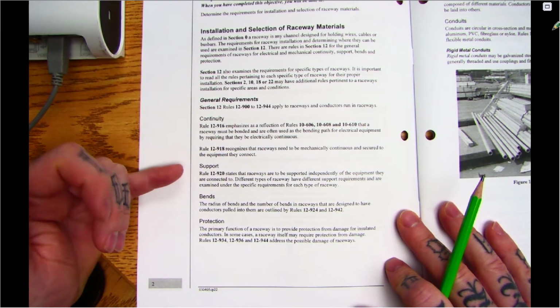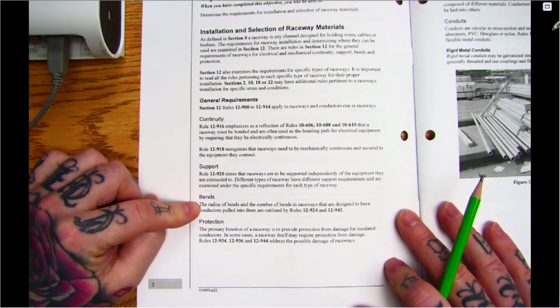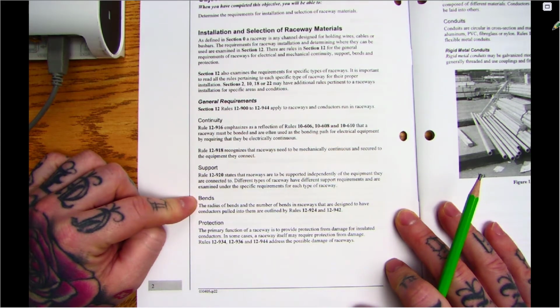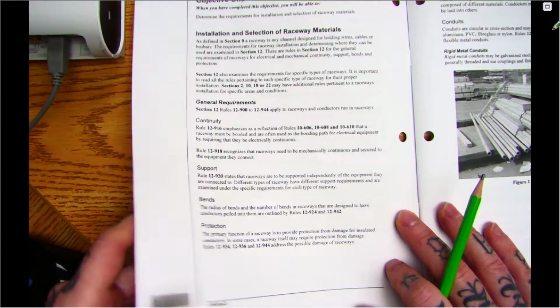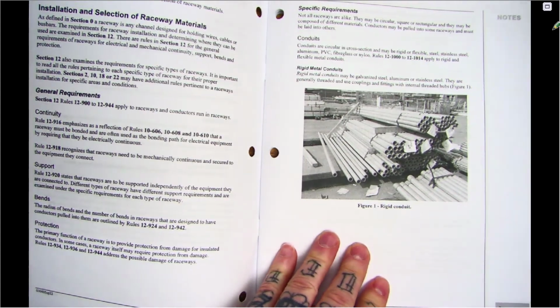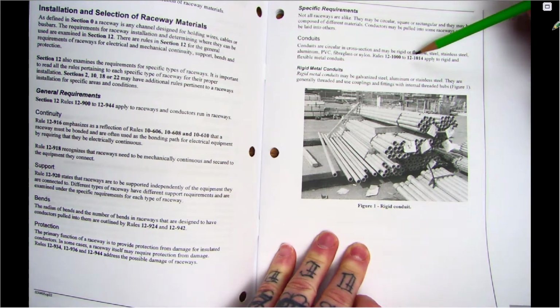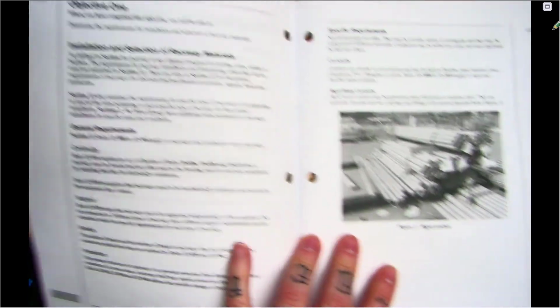Okay, it's going to talk generally about continuity, support, bends. We can only have certain amounts of bends as far as pulling through our conduit or raceway. Protection, specific requirements. And then it's just going to get into conduits in general. It's going to start at 12-1000. The first thing they're going to talk about is rigid metal conduit.